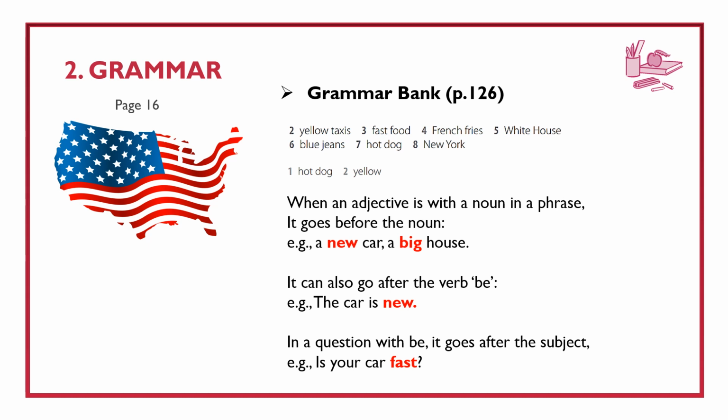Good. Now for number 4, it's a very big city. So here we have a modifier, very. We're really tired. Again, really here is a modifier. So we can use them before adjectives.